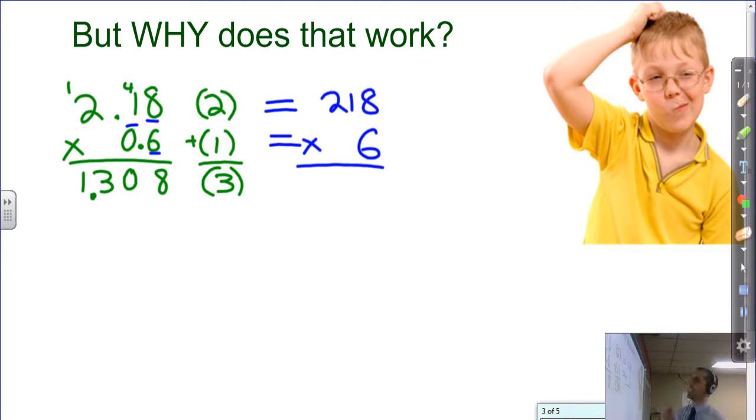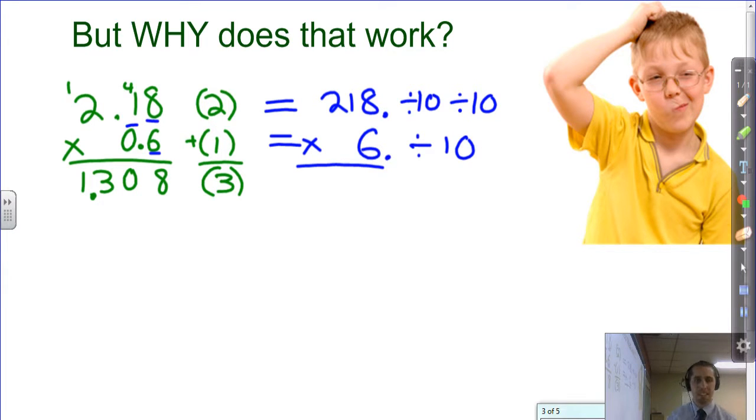How could I have 218 really be equal to 2.18? Well, I know that the decimal just has to move, or the place values have to shift, really. And my decimal is currently right here. To move it twice to the left, I can divide by 10 twice. And to move this decimal once, I can divide by 10 once.